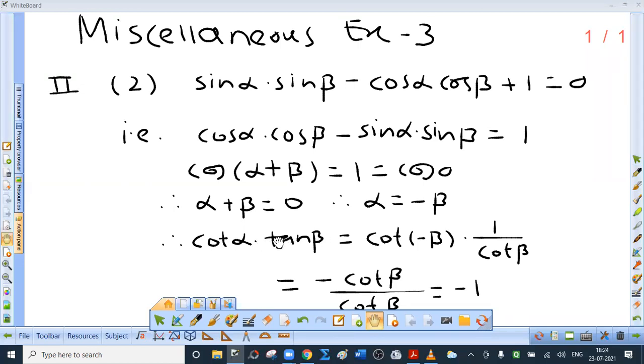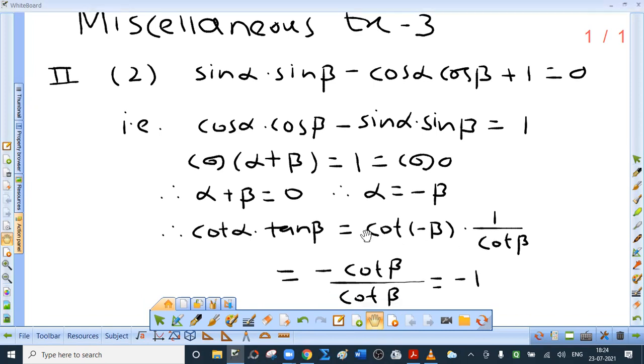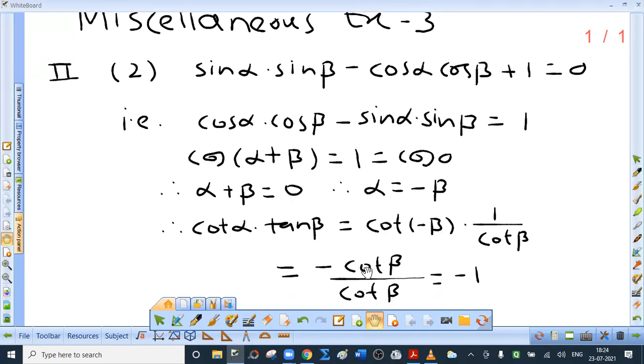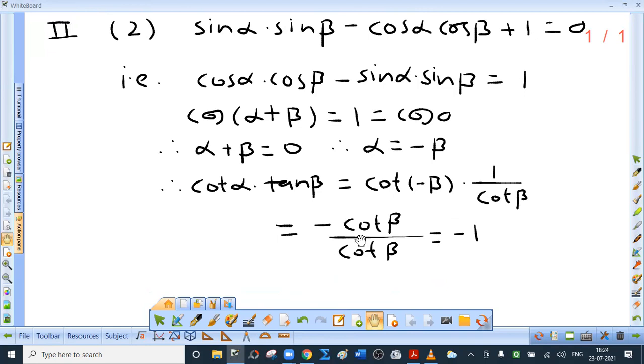That is, alpha equals minus beta. So it is cot alpha tan beta, cot of minus beta, tan beta. Tan beta is 1 upon cot beta. Cot of minus beta is minus cot beta. Cot beta gets cancelled and what we get is minus 1.